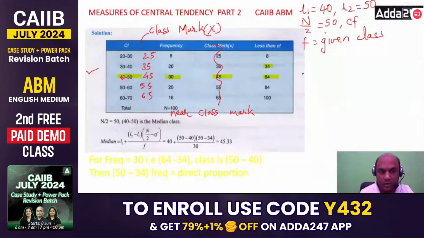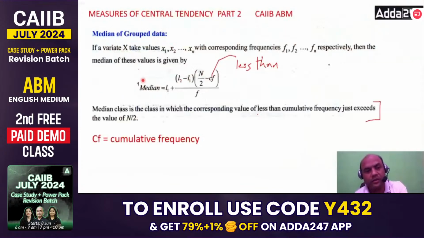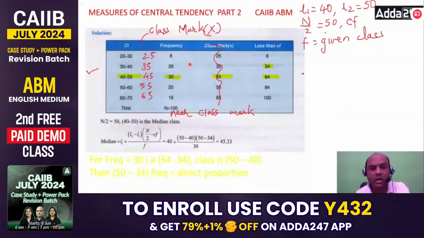Okay. So 40 to 50. Now look at this, 40 and 50. Now this is the lower one, L1. You want all this: L1, L2, CF, F. L1 is the lower one, 40. L2 is the bigger one, 50. CF means this earlier one, 34. CF is the earlier one. Okay, then write it.